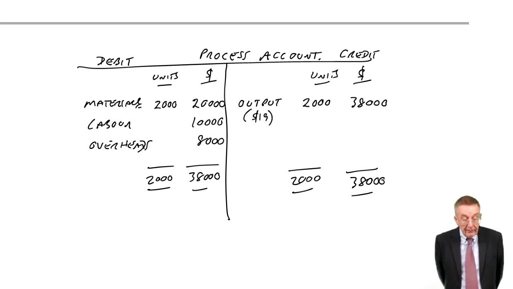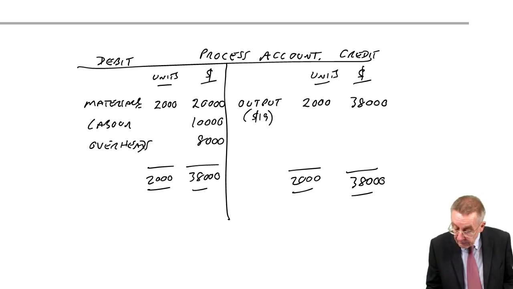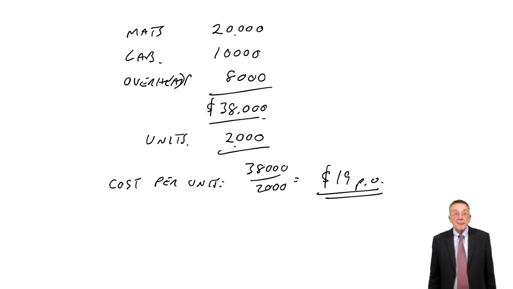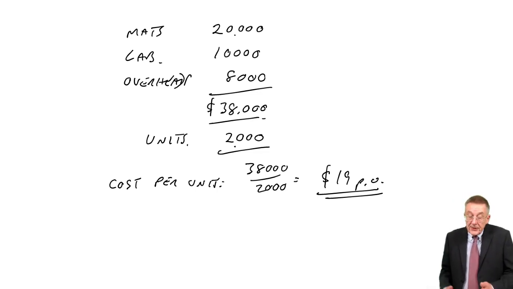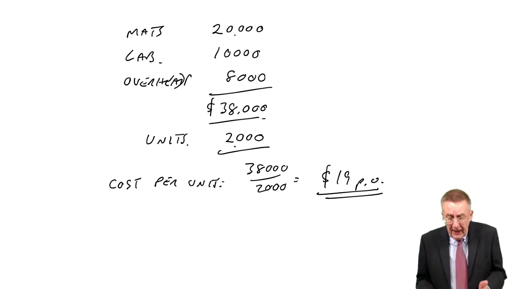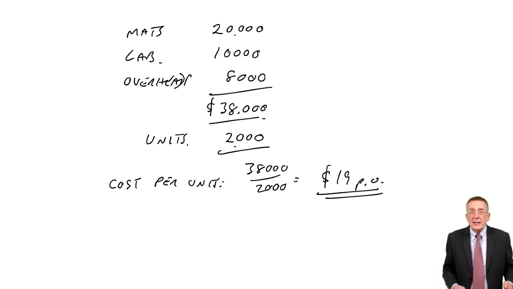But losses, although in this case we're working on 2,000 units, maybe something went wrong and 100 of them either disappeared or were damaged and had to be thrown away. Well, it causes us a problem. We'll deal with that in the next chapter.